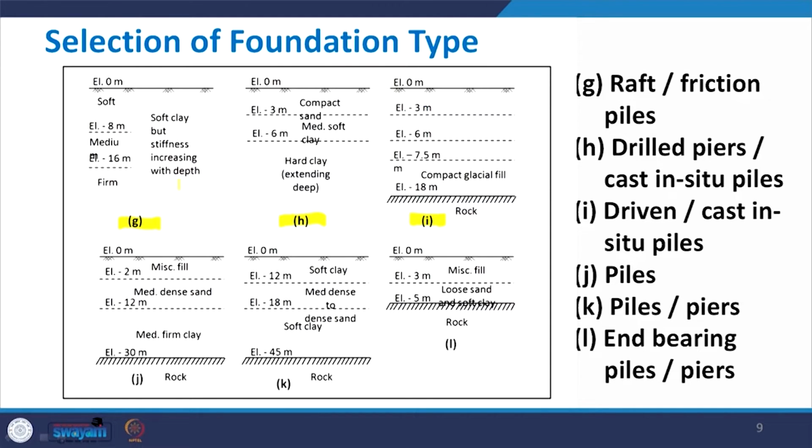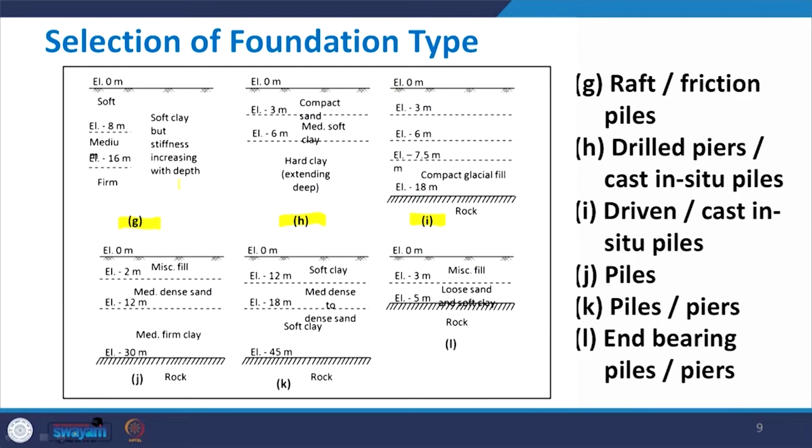So, because it is up to 8 meters, it is soft clay. So, we need to use raft or friction piles. In case H, it is compact sand up to 3 meter, then another 3 meter medium soft clay. So, what we do, we require drilled piers or cast-in-situ piles.